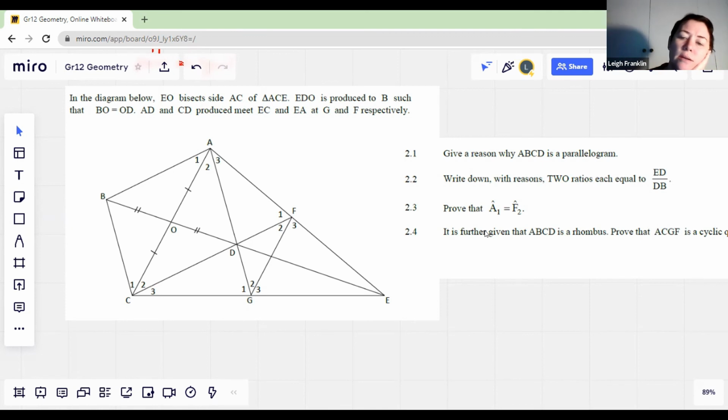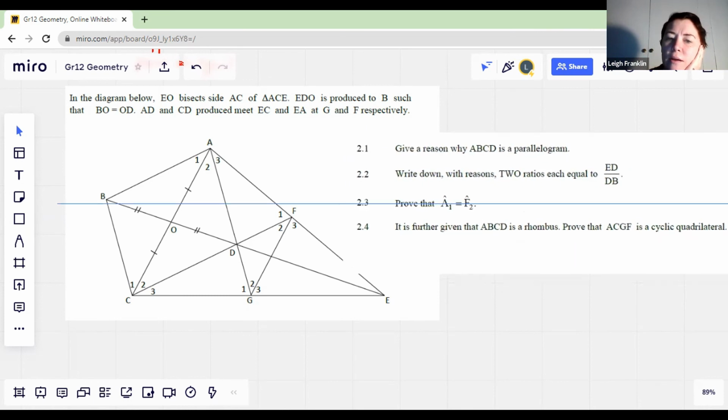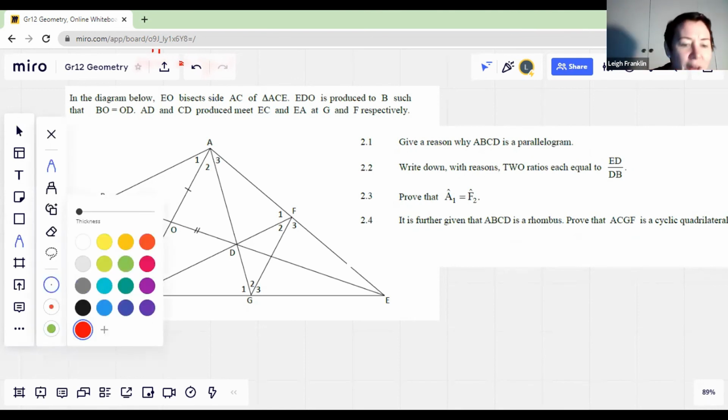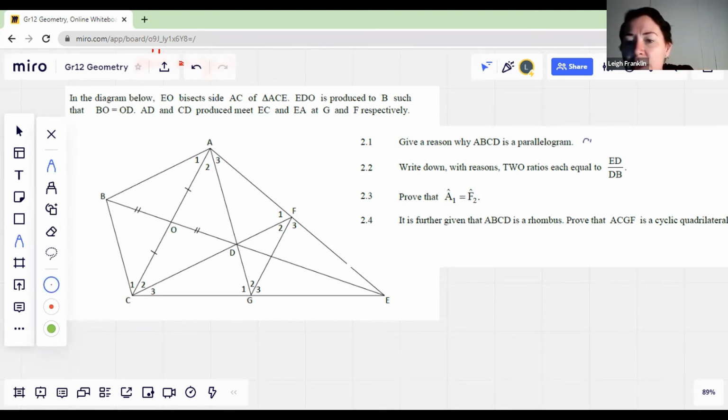What does it tell us? Why, Chad? Perfect. But why? It's actually so easy, something we've already spoken about. Exactly. So diagonals of a parallelogram bisect each other. Perfect. So over here, our first reason is: diagonals of a parallelogram bisect each other. Let me just try and write a little bit neater. Okay, excellent. So we've done 2.1.